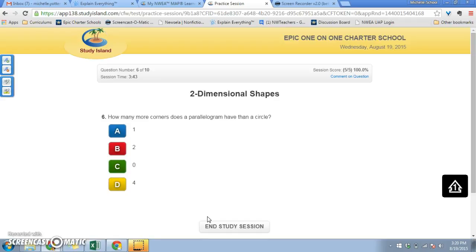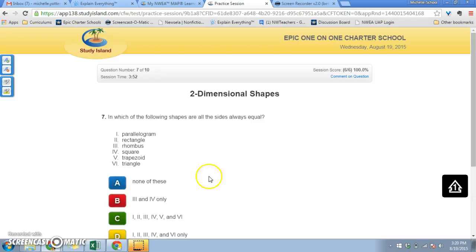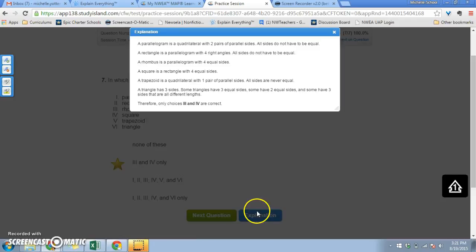How many more corners does a parallelogram have than a circle? Well, a circle doesn't have any corners, and a parallelogram has 4. In which of the following shapes are all the sides always equal? Well, a parallelogram doesn't necessarily have all sides equal length. Rectangle doesn't. The rhombus, we just read that the rhombus does, and we know a square does. So I'm going to say 3 and 4 only. Okay.